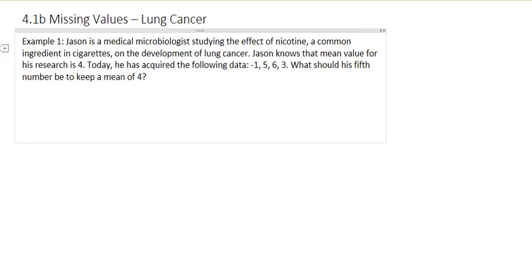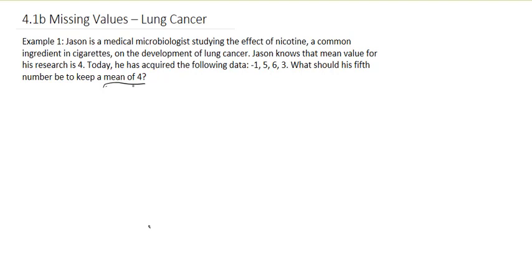Missing values, lung cancer. Jason is a medical microbiologist studying the effect of nicotine, a common ingredient in cigarettes, on the development of lung cancer. Jason knows the mean value for his research is 4. Today, he has acquired the following data: -1, 5, 6, and 3. What would his fifth number be to keep a mean of 4?